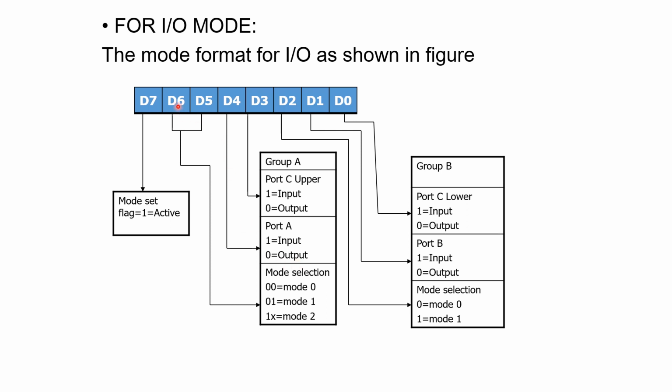Now D5 and D6 are for mode selection. If it is 0, 0, mode 0. If it is 0, 1, mode 1. And if it is 1, 0, mode 2. 1, 1 is an invalid combination. So this is the control word register format for input output mode.